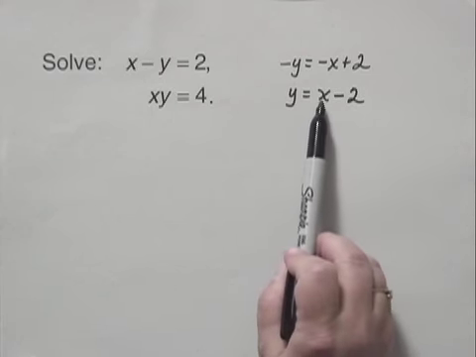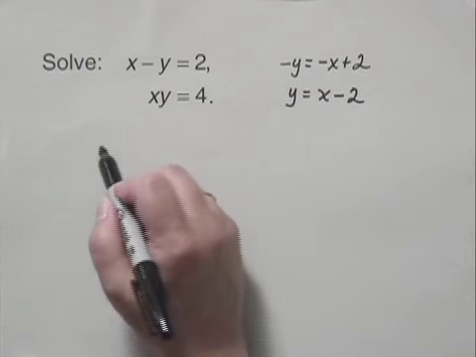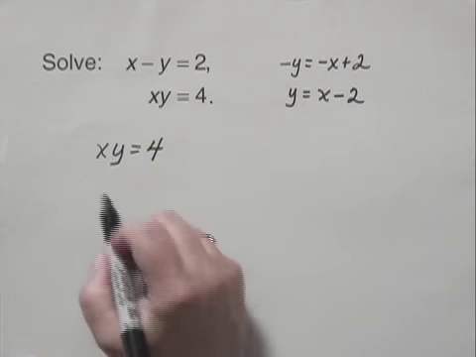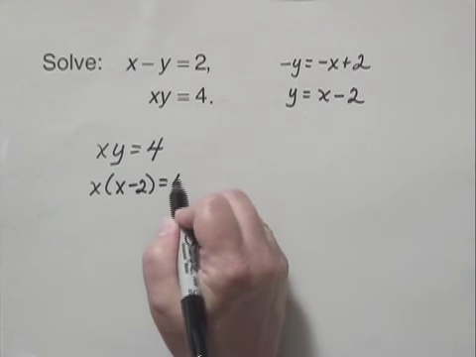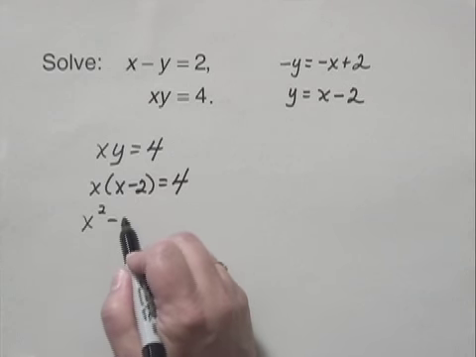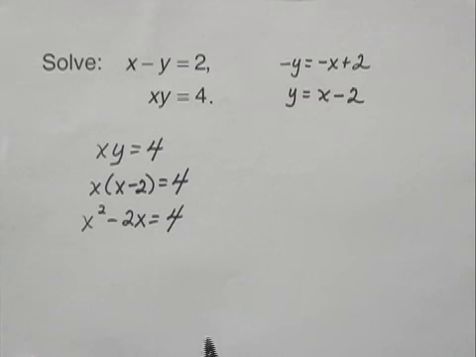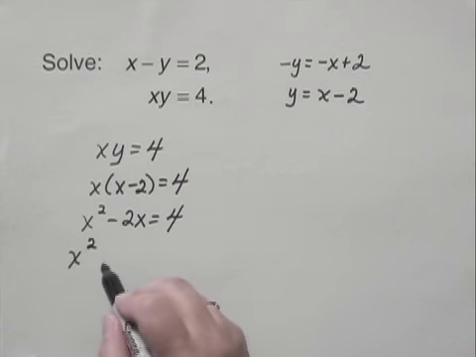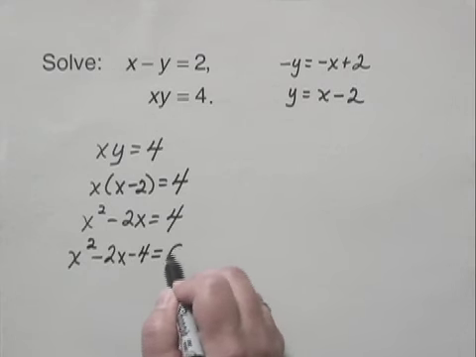We'll take this expression x minus 2 and substitute it for y in the second equation. So instead of x times y equals 4, we will have x times (x minus 2) equals 4. And then we will multiply: x squared minus 2x equals 4. This is a quadratic equation, so we'll subtract 4 from both sides to get a 0 on one side. x squared minus 2x minus 4 equals 0.